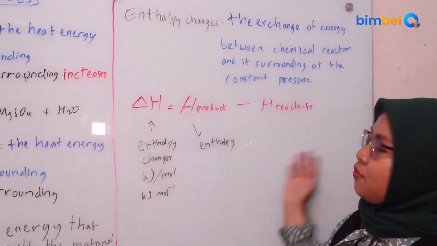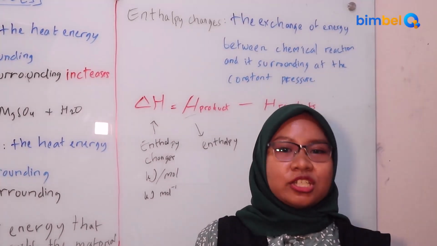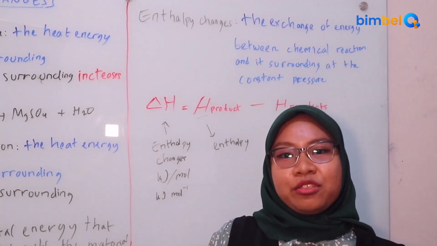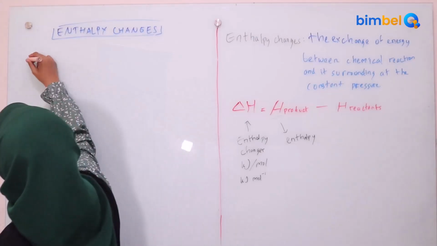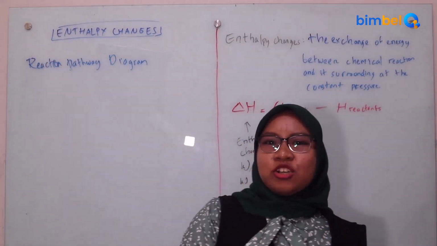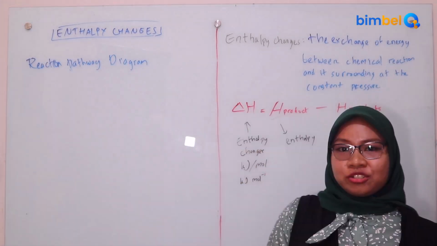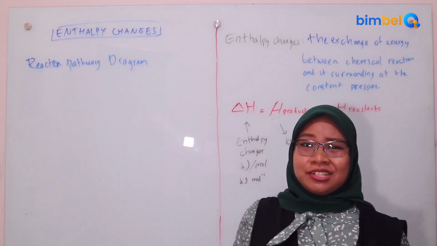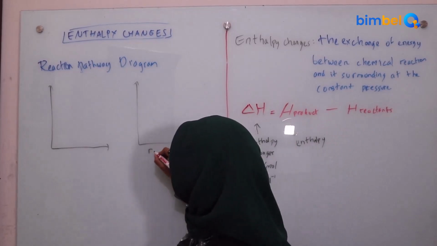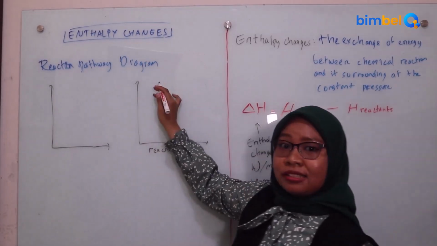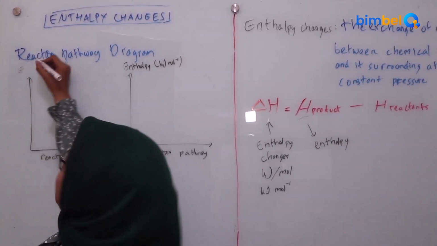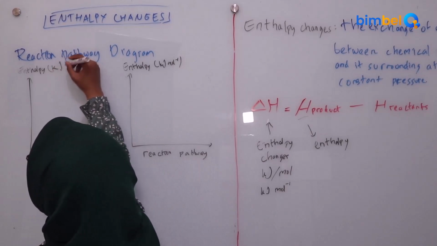Using this formula, to help you understand enthalpy changes more, we can draw the reaction pathway diagram. So let's draw the reaction pathway diagram. And please note that the reaction pathway diagram for exothermic and endothermic reactions is different. How is it different? Okay, let's see together. So this is the x-axis for reaction pathway, and this is the y-axis for enthalpy. Same right here: this is reaction pathway, and this is enthalpy. Don't forget, the unit is kilojoule per mole.